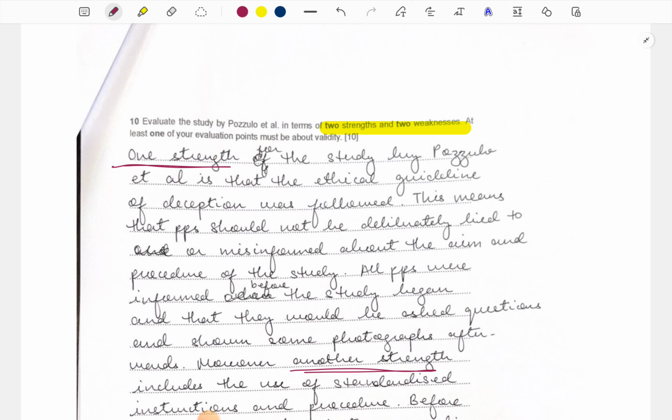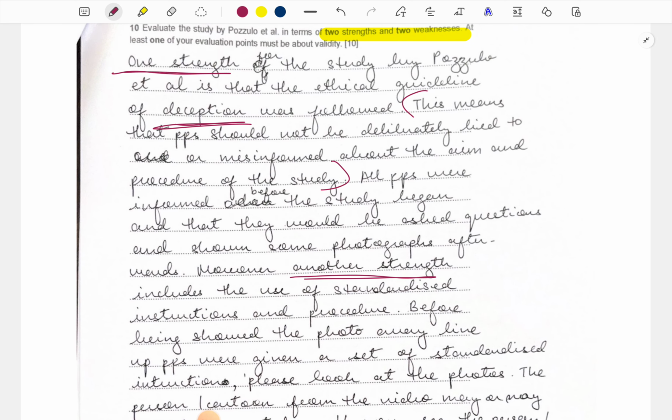Now next thing worth seeing, whenever she makes a point, like she's taken a strength of the study that the guideline of deception was followed, immediately after mentioning that this is a strength, she justifies this. So she justifies that they were not deliberately lied to. Although one thing I would say, these types of generic sentences are not required as such. They are not harming the answer in any way. To save time, you could skip them. That's all. But she's explained it well, what she means by not being deceived, and then she contextualizes it. So something she had missed in another part in the paper, but here she's done it.